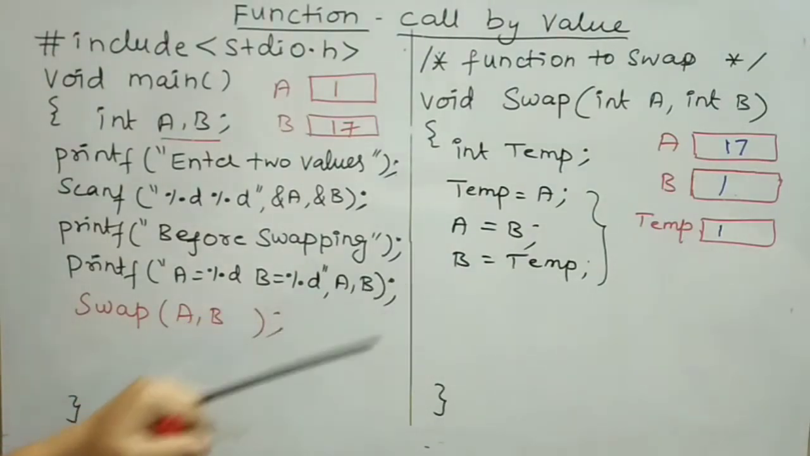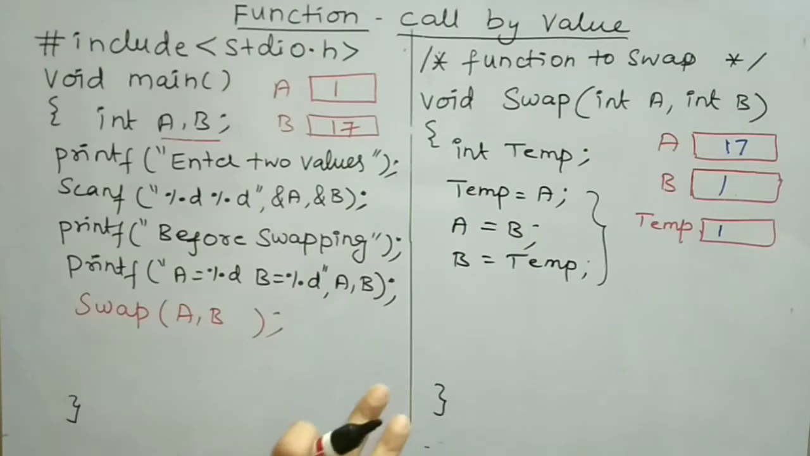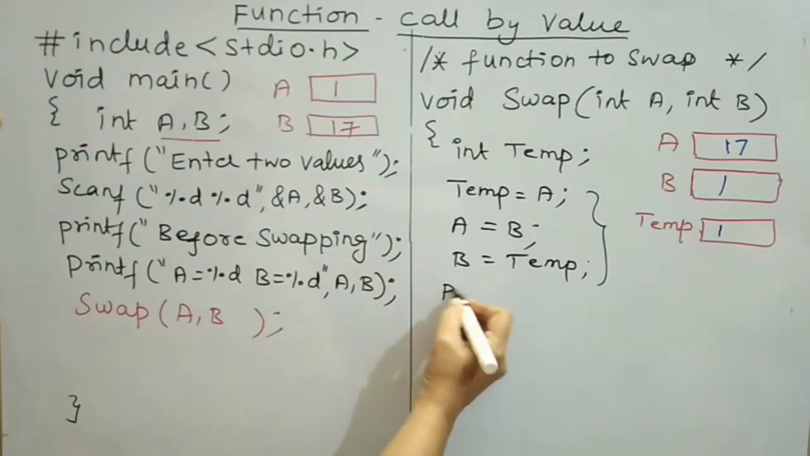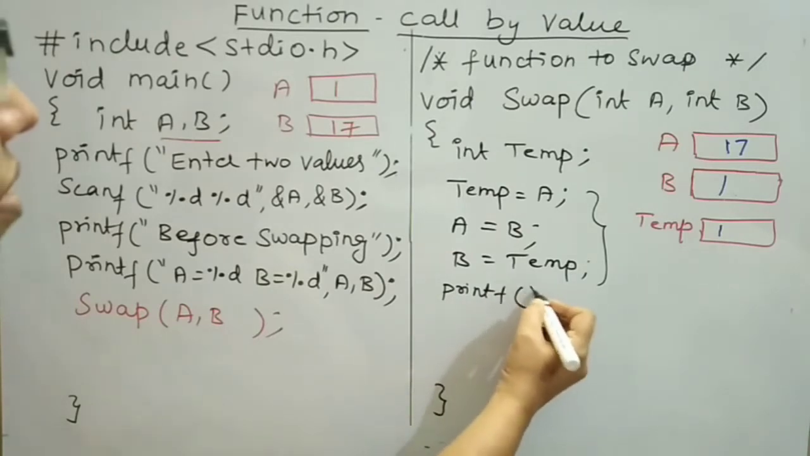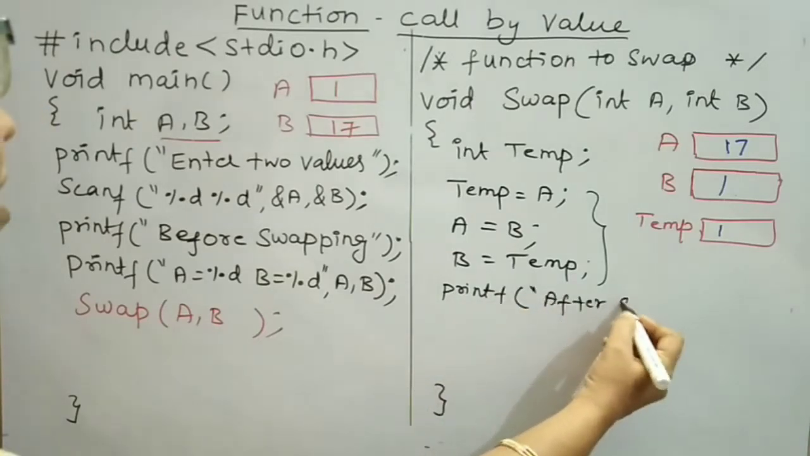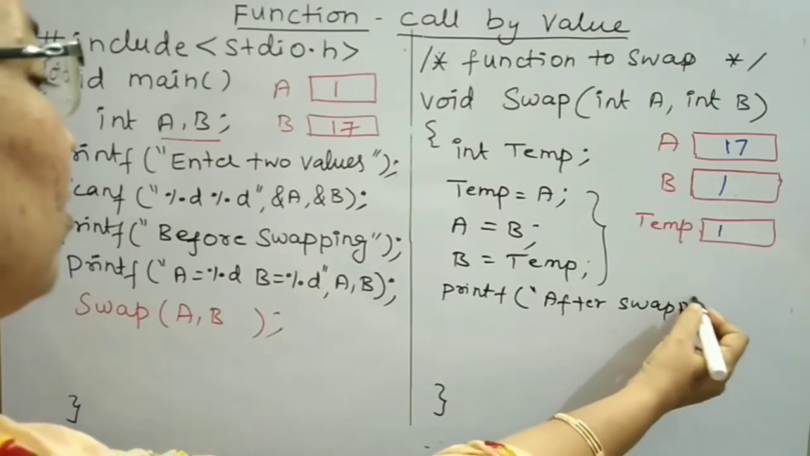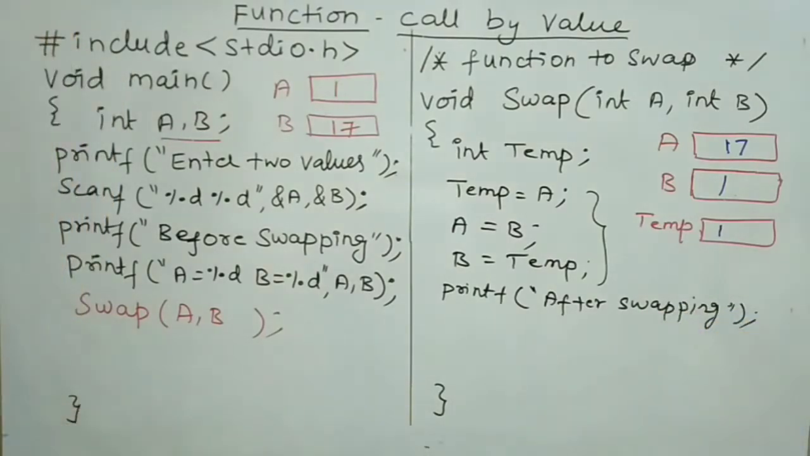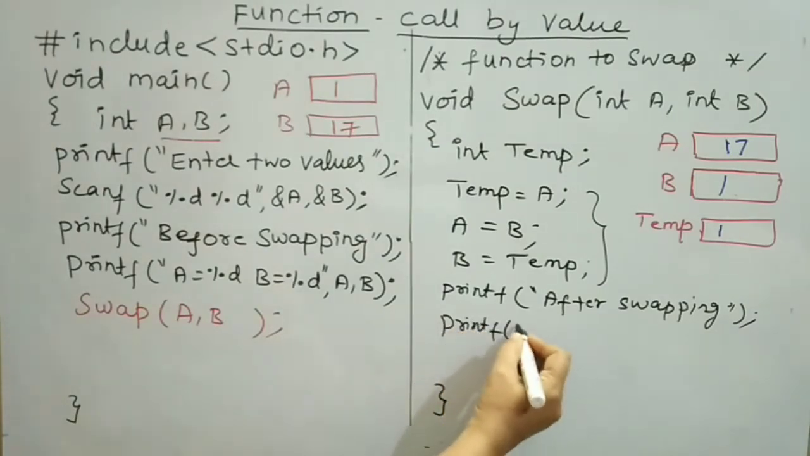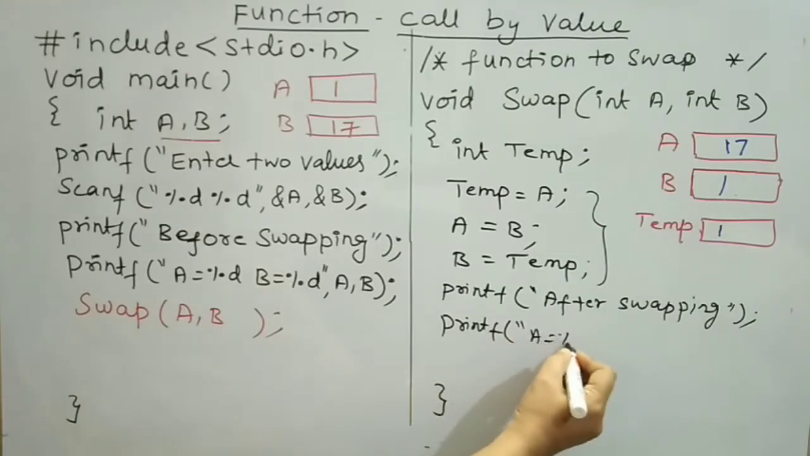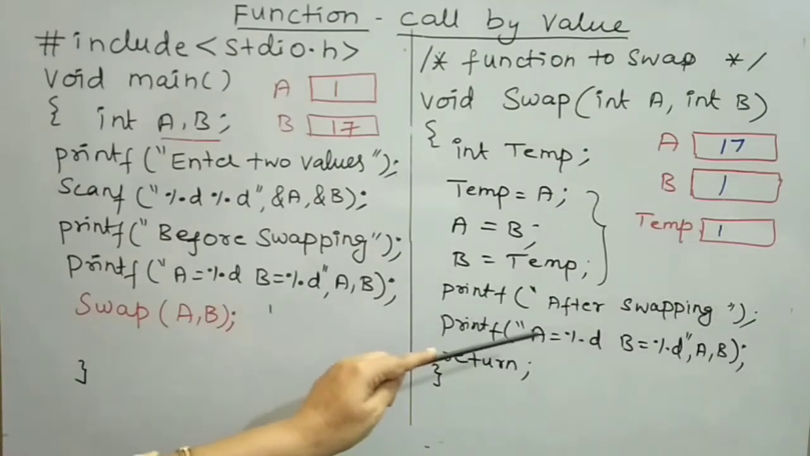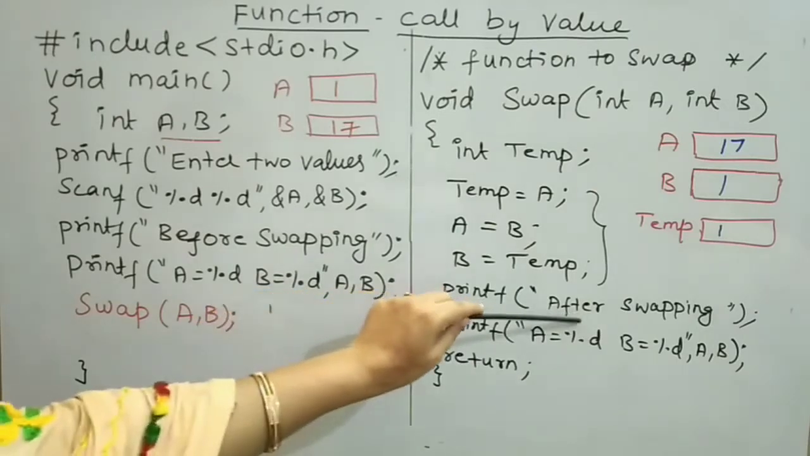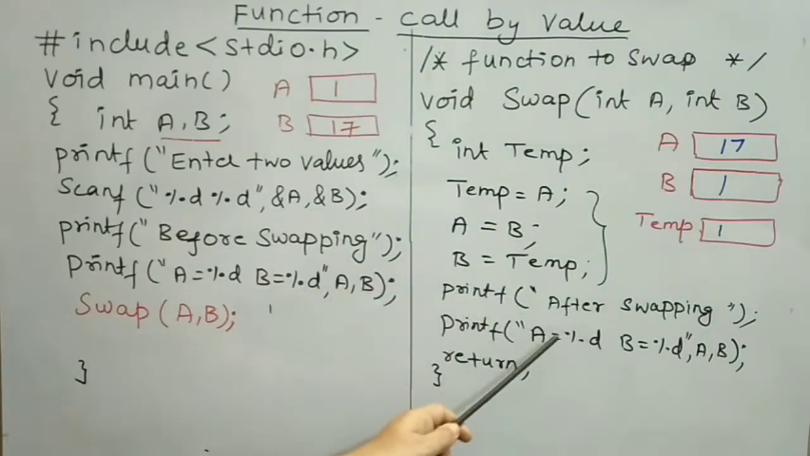And then after interchanging we need to print the exchanged value or the swapped value. So I am printing a message with printf, that is, after swapping, and then I am printing the value of a and b using this printf statement. That is a equal to %d. So I am printing the value of a and b after swapping. Using this printf statement, I am printing the value of a and b after exchange.